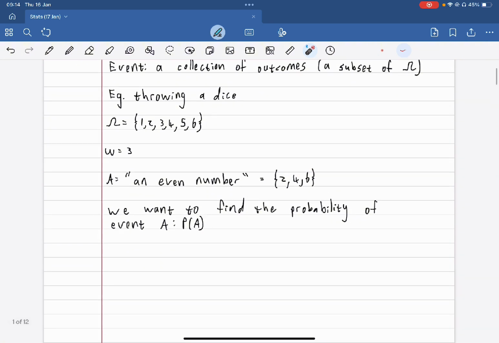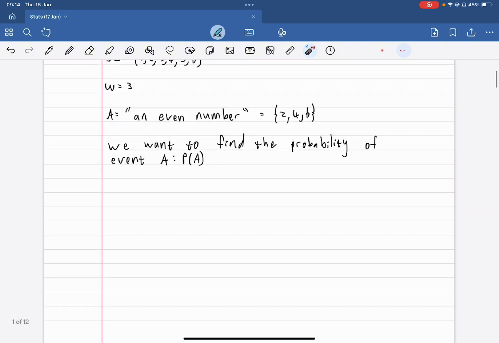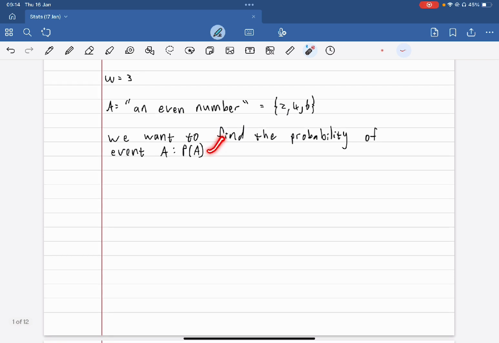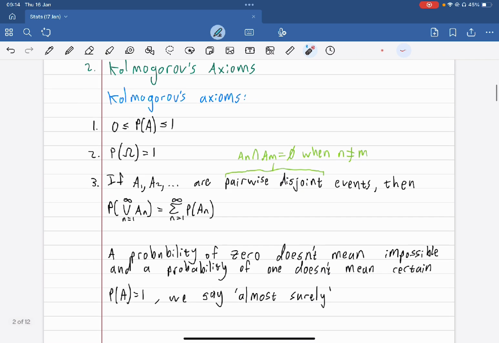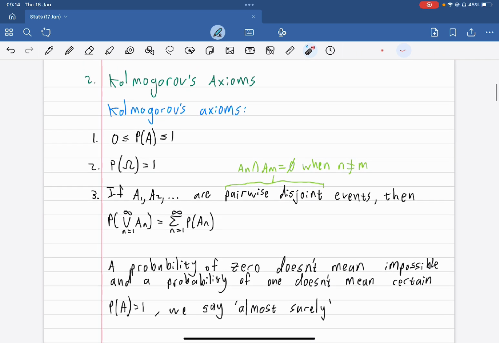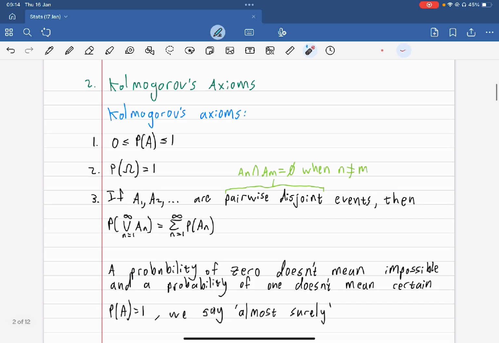And our overall goal in a lot of these questions is to find the probability of A, which is the event A. So we use Kolmogorov's axioms, which are very useful and lead to a lot of useful other things. So the first thing is the probability of any event has to be between 0 and 1. So this says that probability can never be negative and it can never be greater than 1.